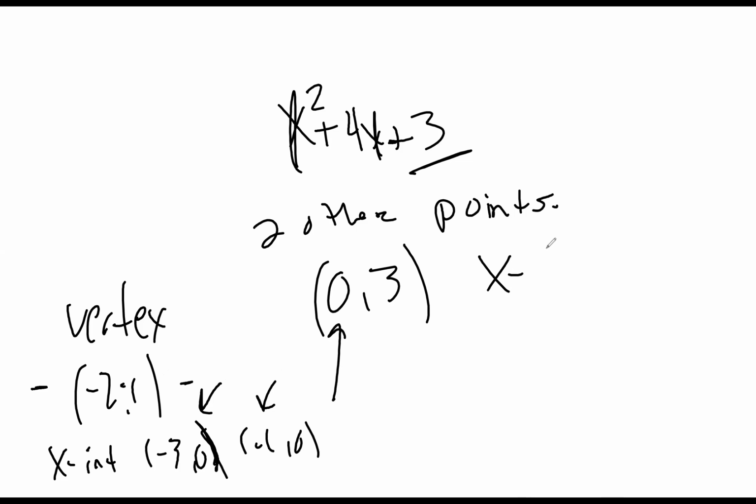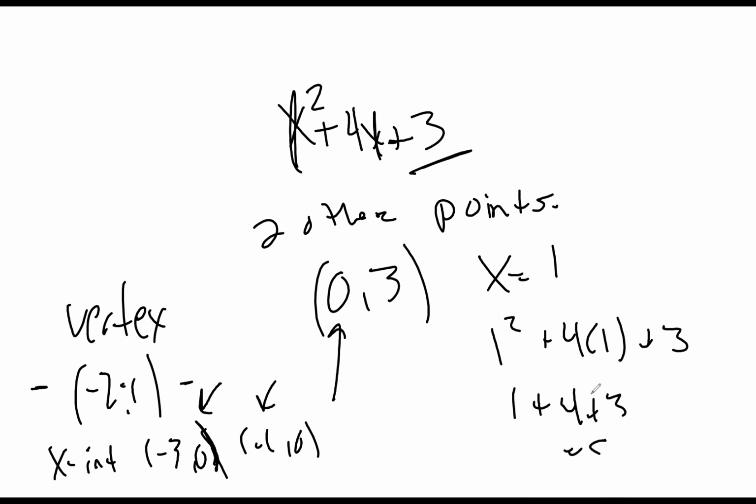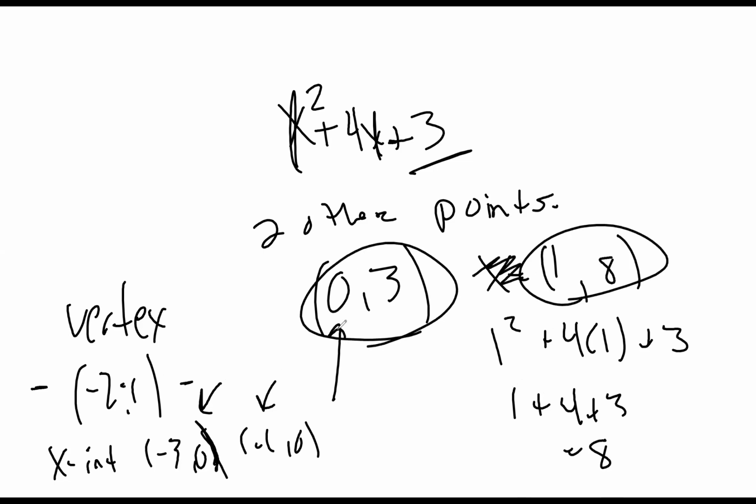So if we let x equal 1, we're going to have 1 squared plus 4 times 1 plus 3. Well, 1 squared is just 1. 4 times 1 is just 4. 3 stays 3. This all adds up to give me 8. And so if I let x equal 1, then I have 2 points, 1, 8, and 0, 3. And so now I have the vertex. I have 2 x-intercepts. I have 2 other random points. And now all that's left to do is actually graph these points.